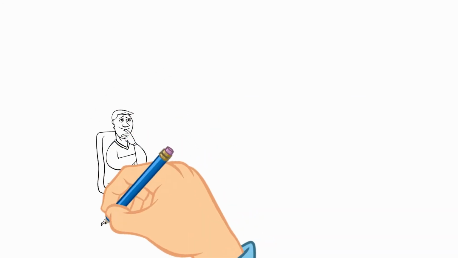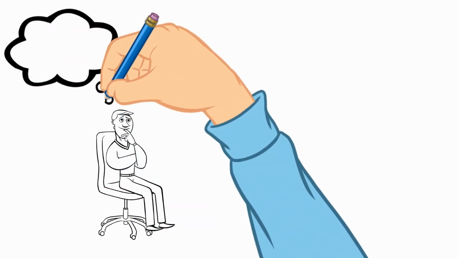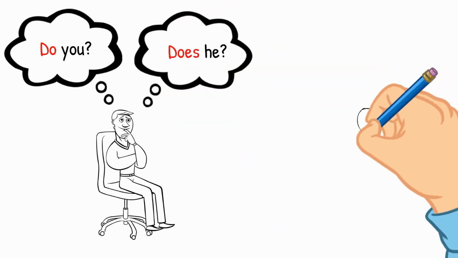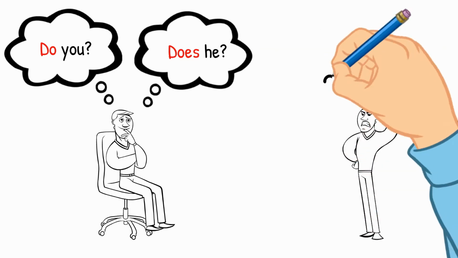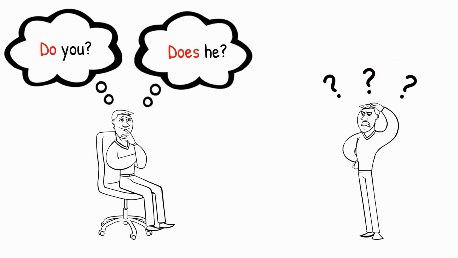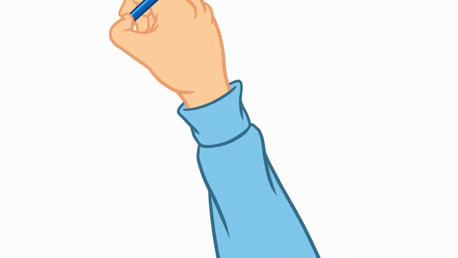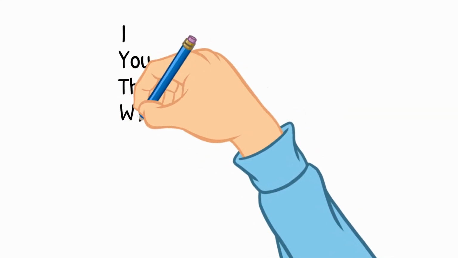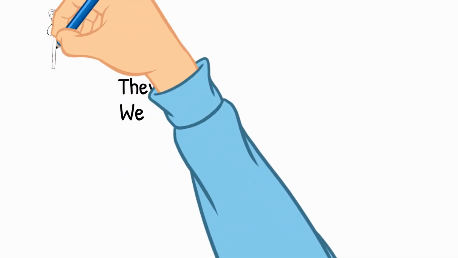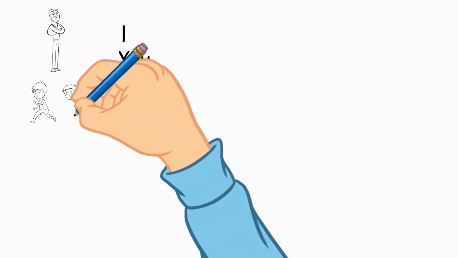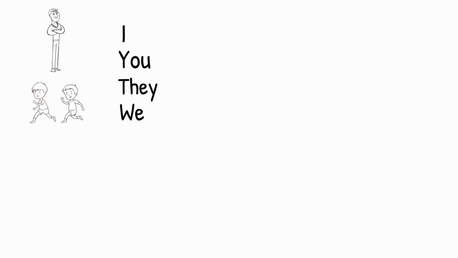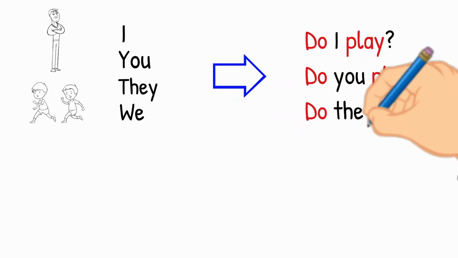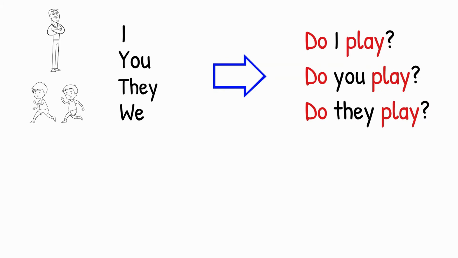The rule for using do or does is similar to negative simple present tense and regular simple present tense. We look at the actor, and that will tell us which one we need to use. For the actors I, you, they, and we, or in other words, ourselves, the person in front of us, or groups of other people, we use do to make yes or no questions. For example, do I play? Do you play? Do they play? Notice how the verb does not use s.